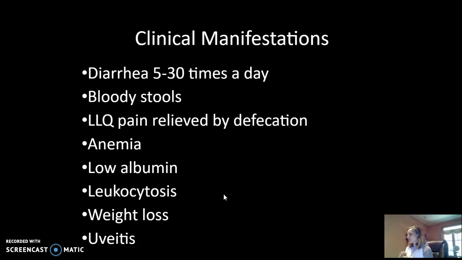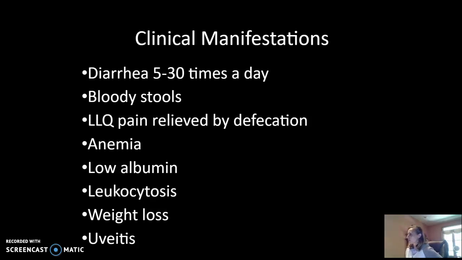So this person is going to have extreme diarrhea 5 to 30 times a day. So think about fluid volume deficit, electrolyte imbalance. There's going to be major concerns for this person. They're going to have bloody stools, unlike Crohn's disease, that they usually just have mucousy, pussy stools. They're going to have left lower quadrant pain, which is different than the right lower quadrant pain. They will also have anemia, like our Crohn's disease patients. Low albumin, they may have a high white count, especially if they're having an exacerbation and there's an ulcer and it's infected.